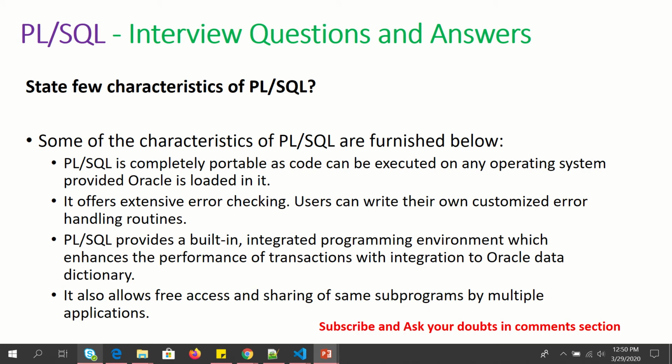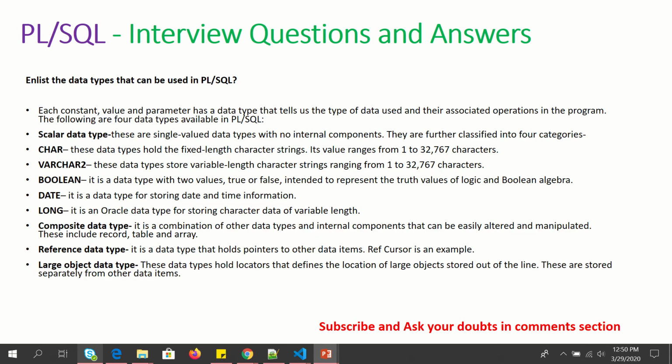State a few characteristics of PL SQL. Some of the characteristics of PL SQL are: PL SQL is completely portable as code can be executed on any operating system. It offers extensive error checking. It has built-in support for programming like procedures, functions, variables, etc. It also allows free access and sharing of the same subprograms by multiple applications. Can you list down some of the data types that are used in PL SQL? So some of the data types that are used are char, varchar2, boolean, date, long, large objects, blob, etc.